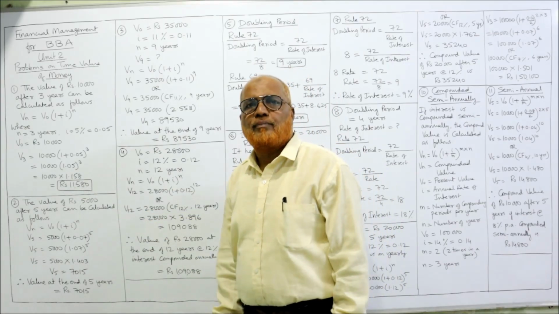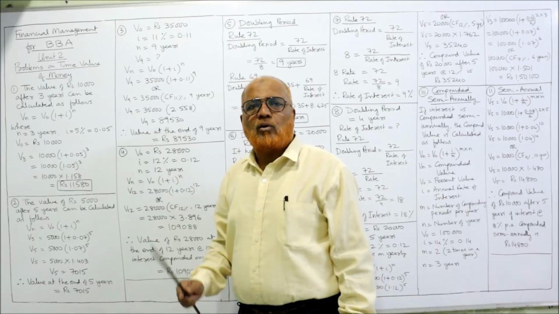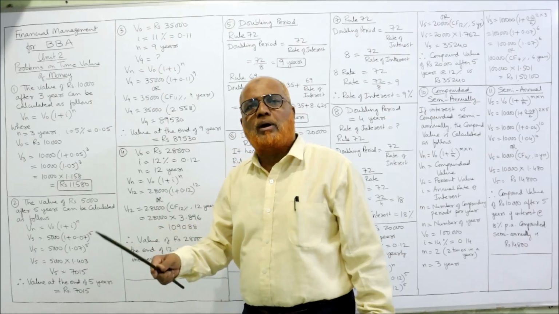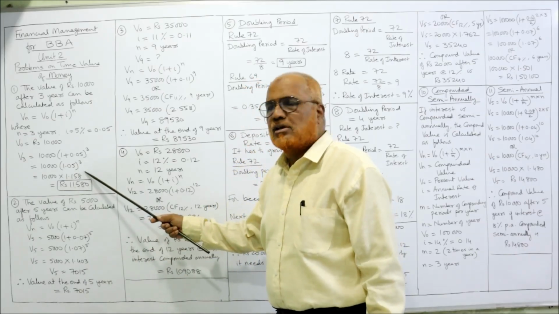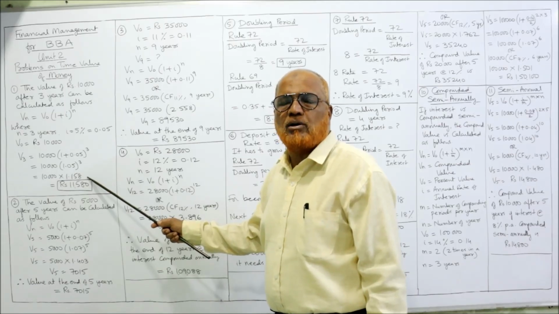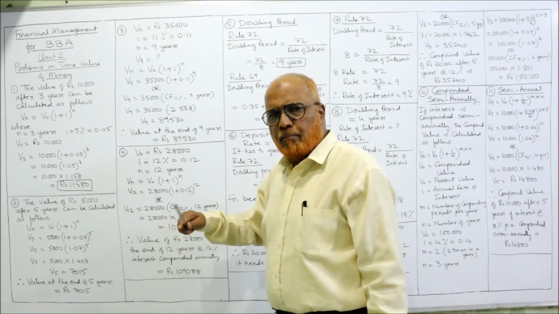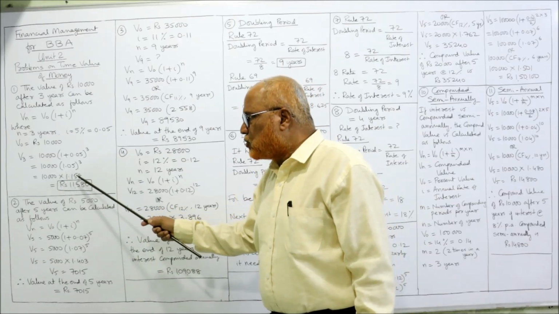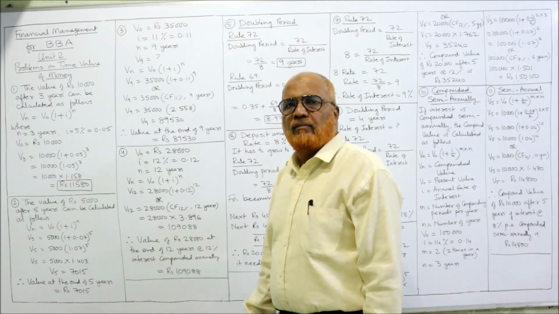Immediately you check it. Use the calculator and find out 1.05 into 1.05 into 1.05, three times. You will get 1.158. I have rounded off to 3 digits after the decimal, because many digits will come. So 10,000 into 1.158 is 11,580.